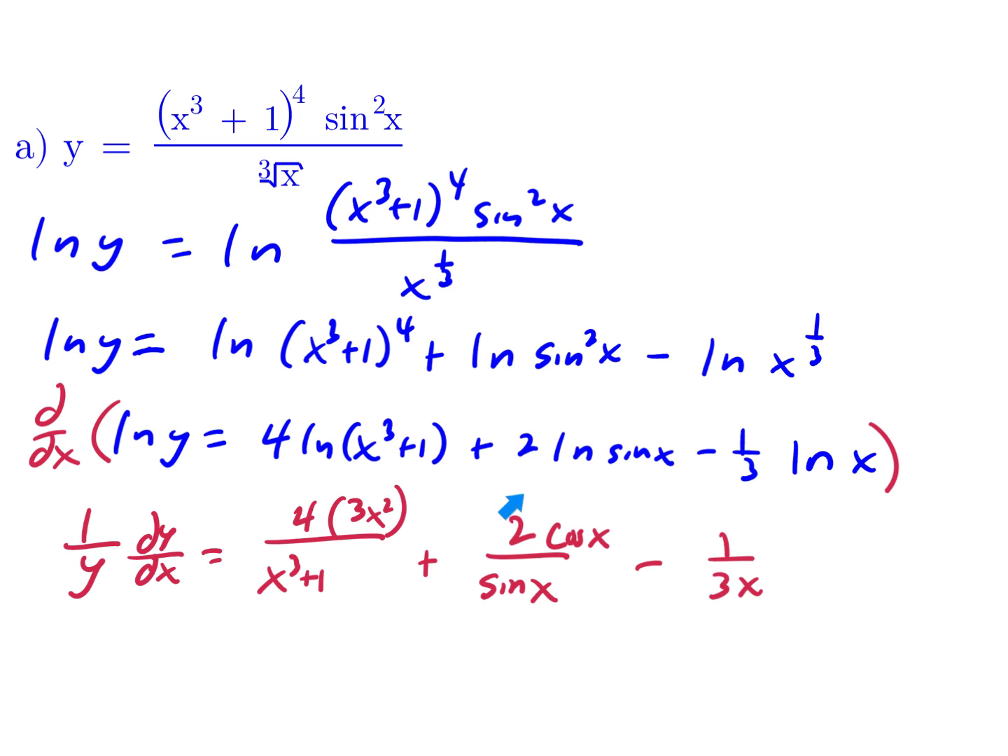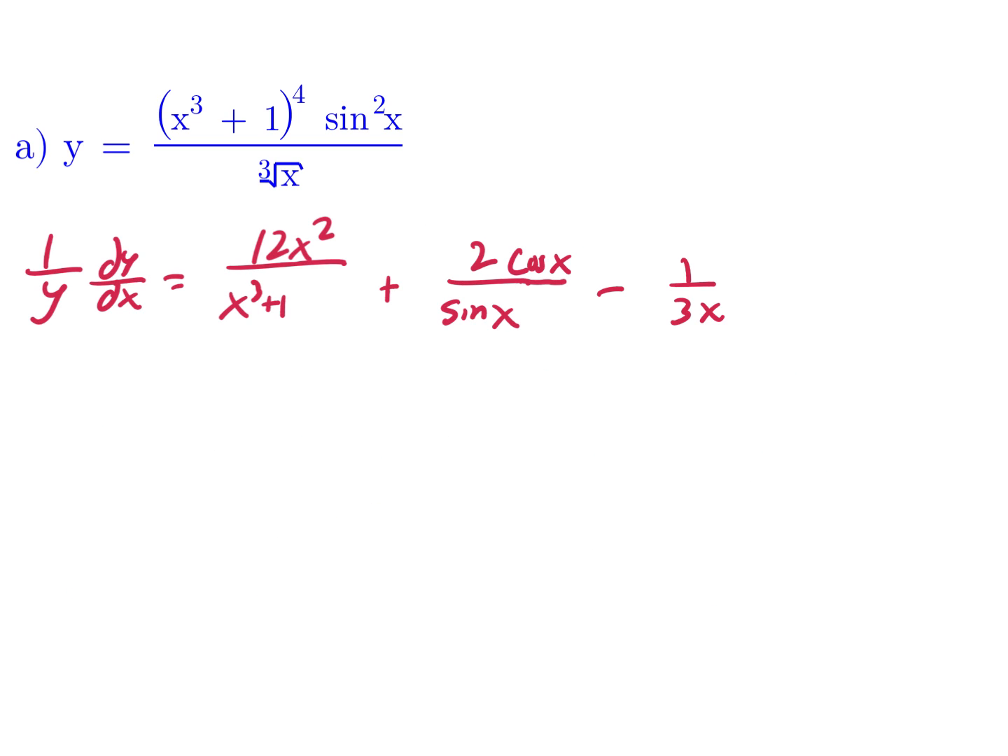Same thing here, 2 times 1 over sine x. But then I have to take the derivative of sine x, which is cosine x. And then this is 1/3 times 1 over x. Okay. On the next slide, I'm going to clean it up a little bit because we have to get the dy/dx by itself. And so when I do that, this is 12x squared.